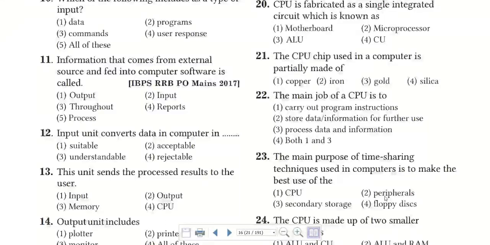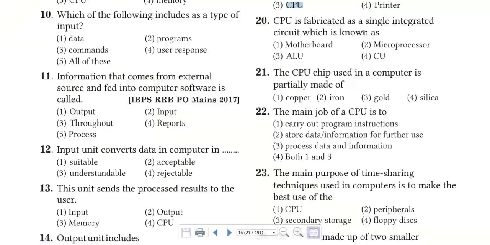The next question: the CPU is fabricated as a single integrated circuit, which is known as a microprocessor. The CPU chip used in a computer is partially made up of silica.